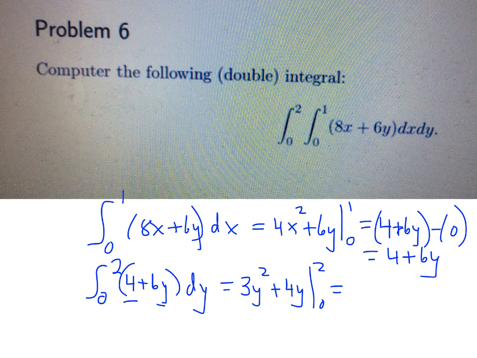When we substitute in the 2, we're going to get 3 times 2 squared, which is 12, plus 4 times 2. Then we're going to have minus 3 times 0 plus 4 times 0, so that's all going to be 0. So we have 12 plus 8, which is 20. And that's the value of the double integral.